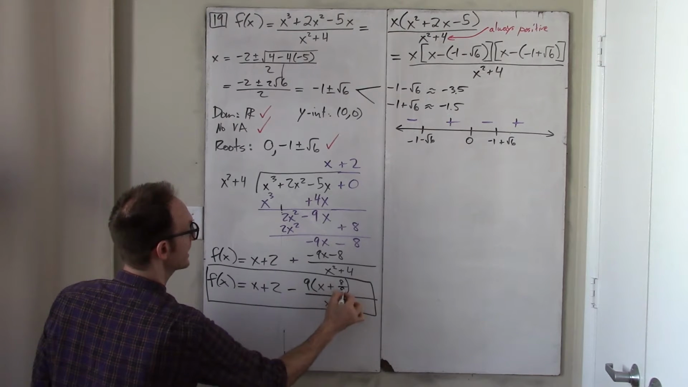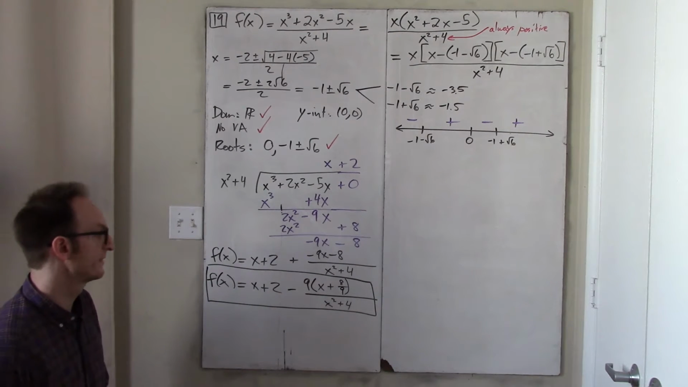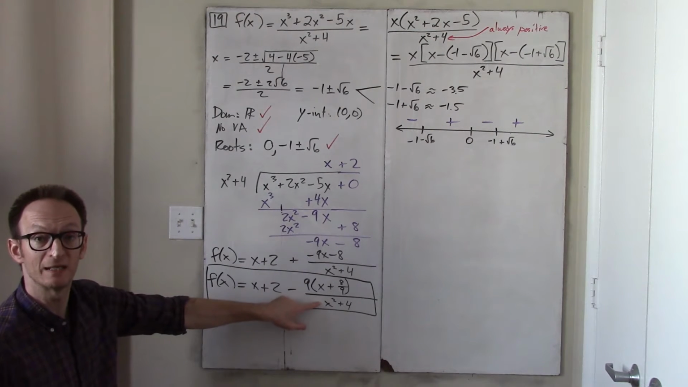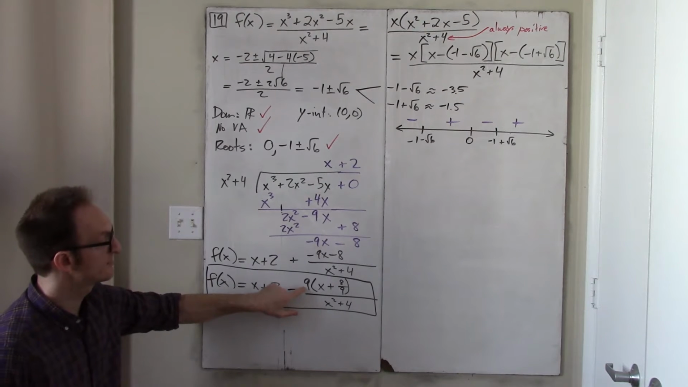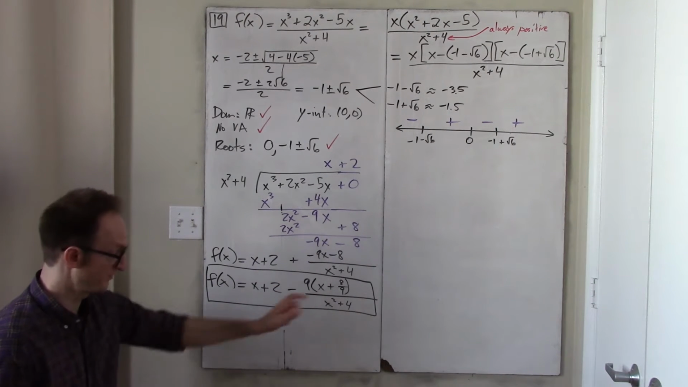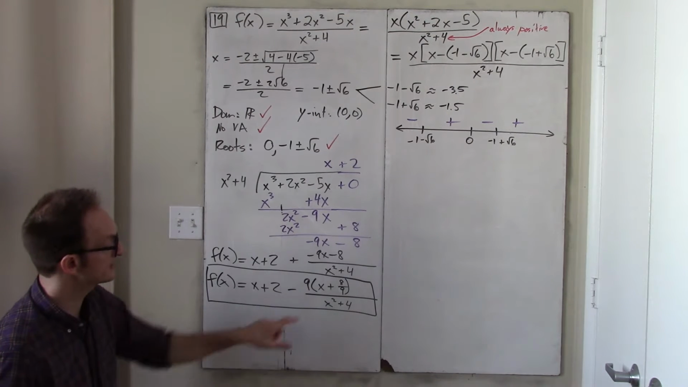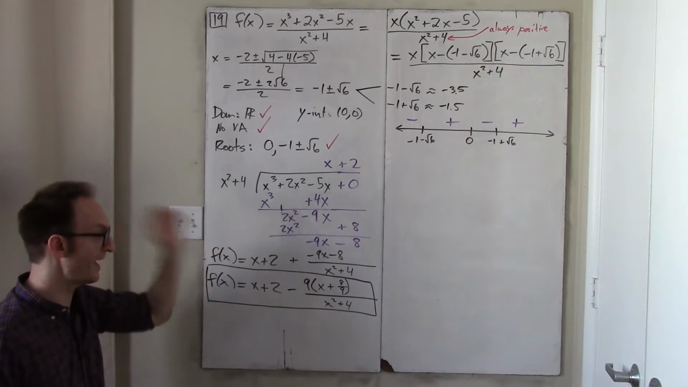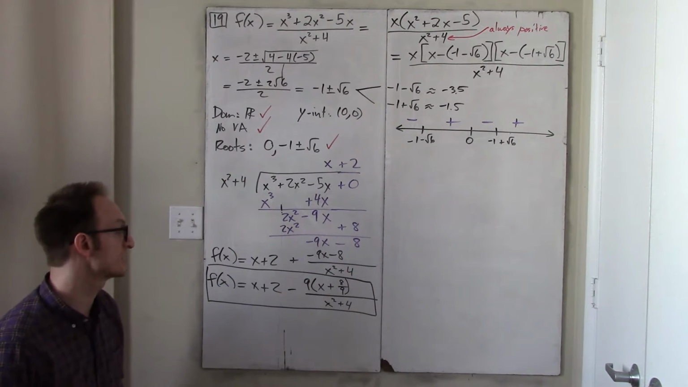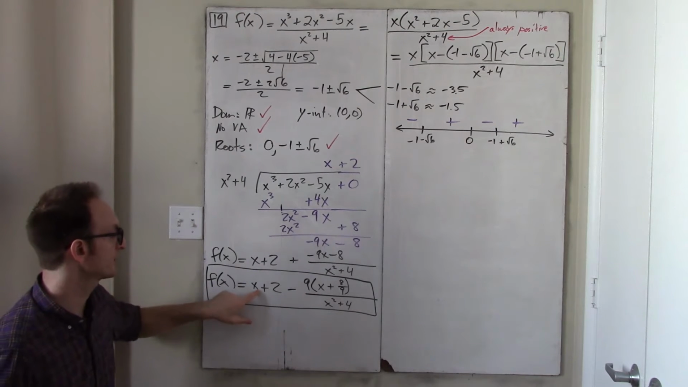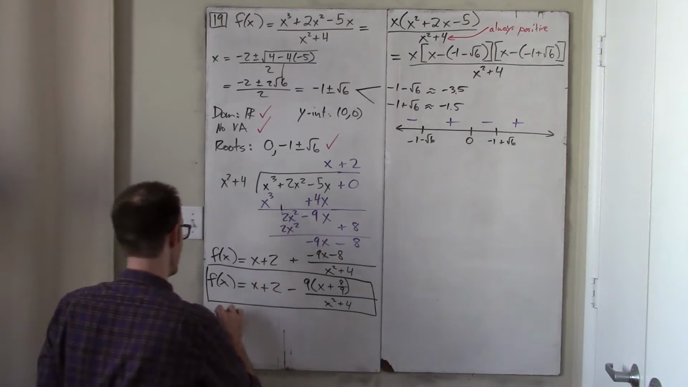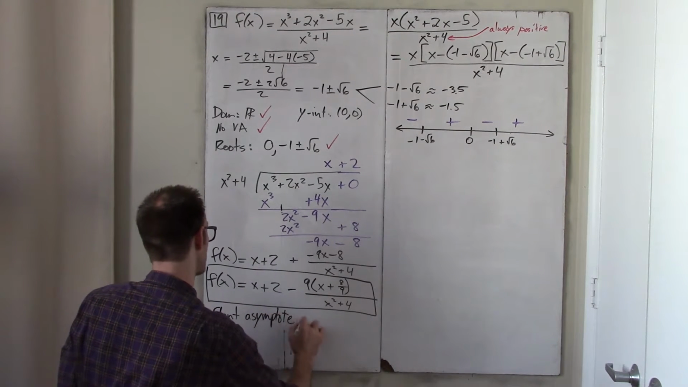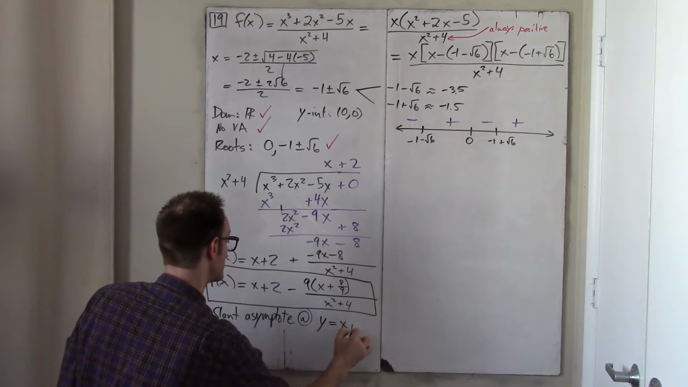Well, what do I conclude? I conclude that when x is very large, say 1,000, then this quadratic in the denominator is basically 1,000,000, and this numerator is basically like 9,000, which is almost nothing compared to 1,000,000. Because this quadratic is so much bigger than this linear function, for very large values of x this whole remainder term is almost nothing, and this function is going to look a lot like y equals x plus 2. And so we have a slant asymptote at y equals x plus 2.